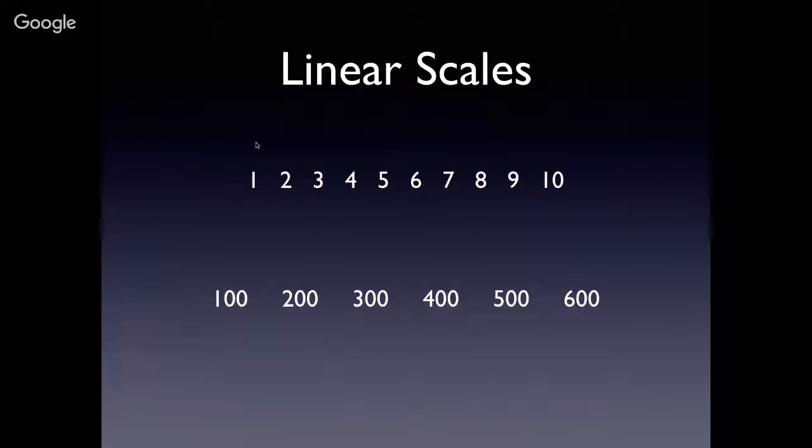What you need to know about linear scales is that the difference between an 8 and a 9 is exactly the difference between a 3 and a 4. There's only one between each one of these. The difference between 1 and 2 is 1. The difference between 6 and 7 is 1. The difference between 9 and 10 is 1. Does that make sense? Linear scale. In the hundreds, it works the very same. The difference between 100 and 200 is 100. The difference between 400 and 500 is 100. So each one of these steps is linear. Make sense? Okay.